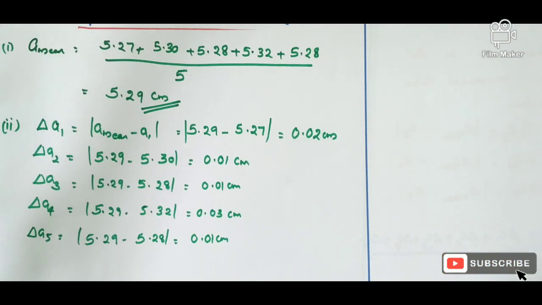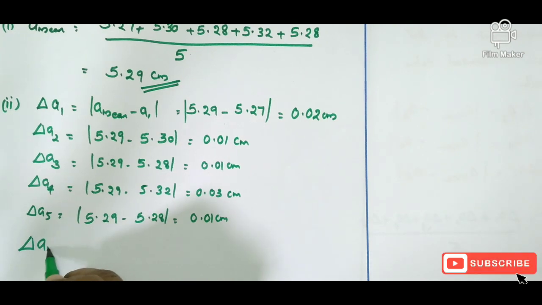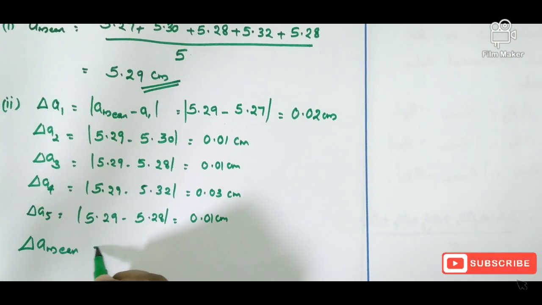Similarly, we can find delta A3, delta A4 and delta A5. So this is the absolute error in each observation. Now we can find out the mean absolute error, delta A mean. How will you find out the mean absolute error?